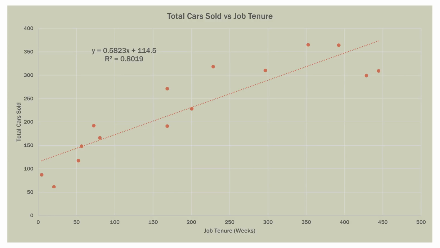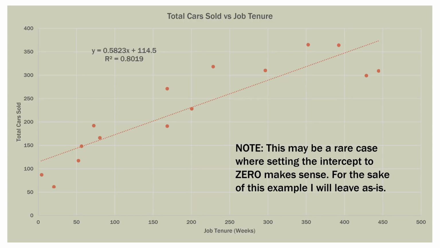If we take the intercept aside for a moment, I'll talk about that later, we can see that for each additional week a person is at Buckley's Used Cars, we would expect them to sell a little bit more than a half of a car per week. Now, of course, they can't sell half a car, but I guess they could. But that's what we would expect. So for every week a person works there, we would expect the number of cars they sell to increase by 0.58 cars.